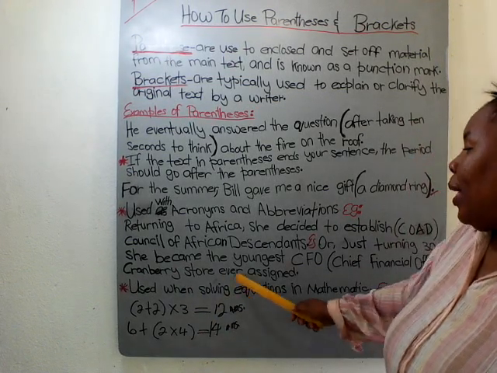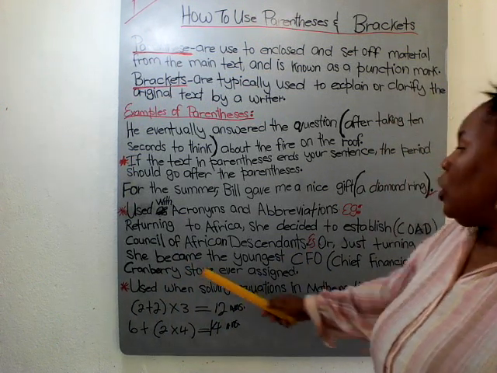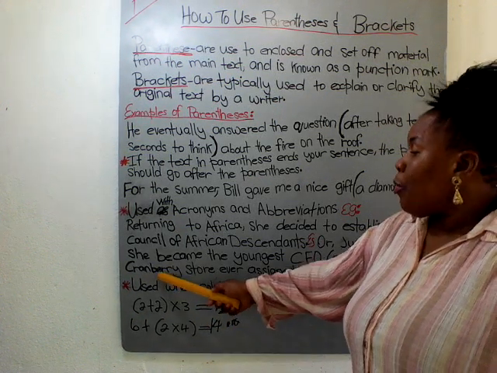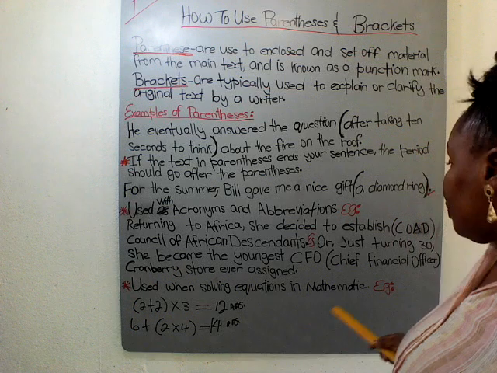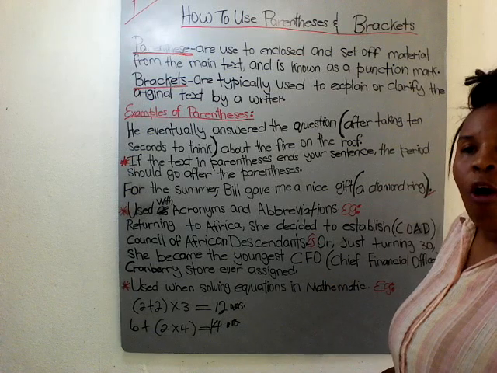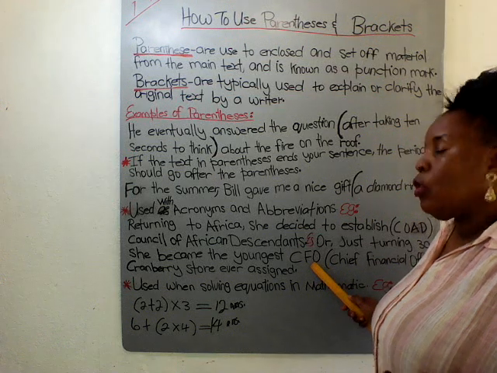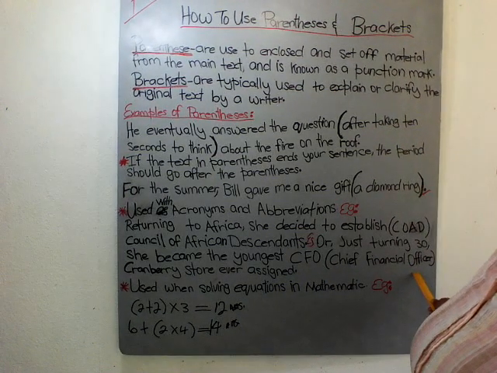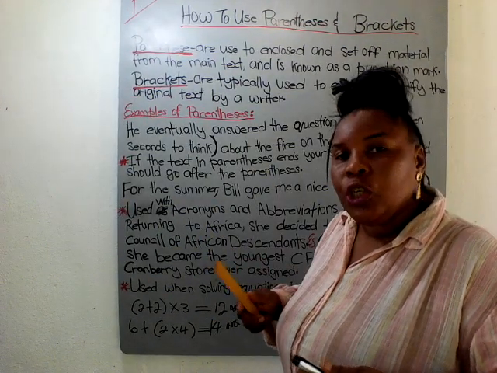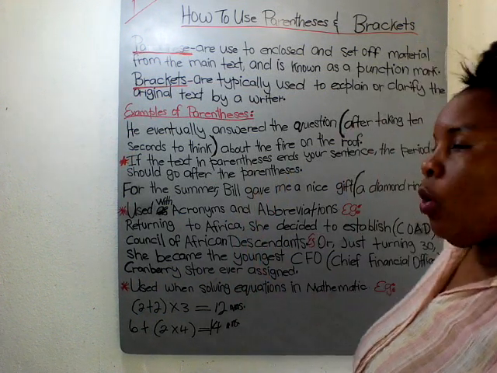A next example: just turning 30, she became the youngest CFO Cranberry Store ever assigned. So CFO stands for Chief Financial Officer, right? So this is the abbreviation for Chief Financial Officer. So you put that in parentheses, alright? You could put the abbreviation, or you could also use the acronym, and you put those in parentheses. Alright?